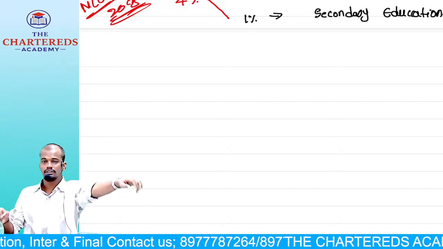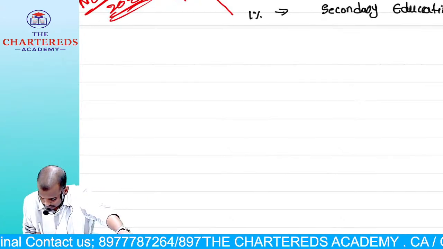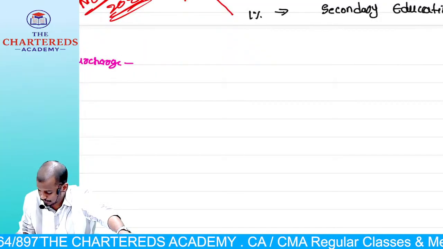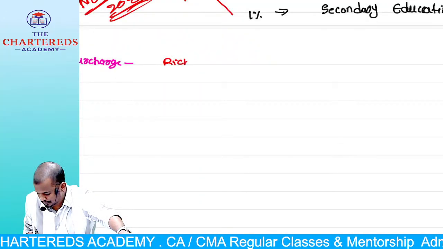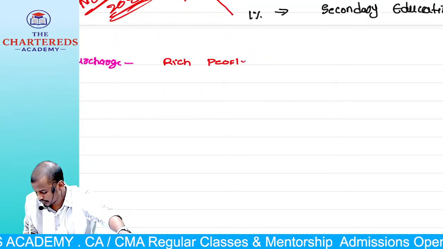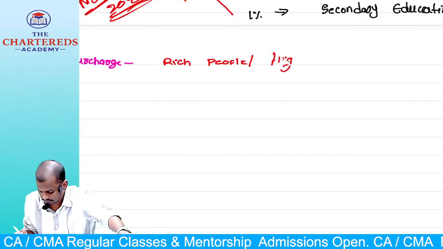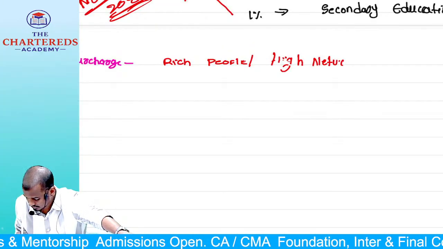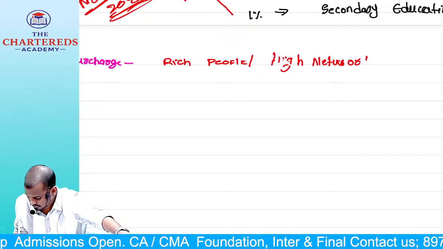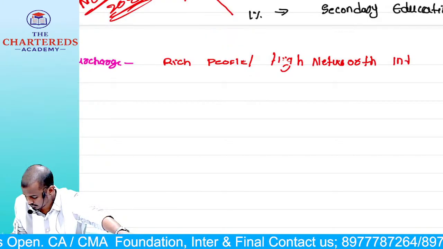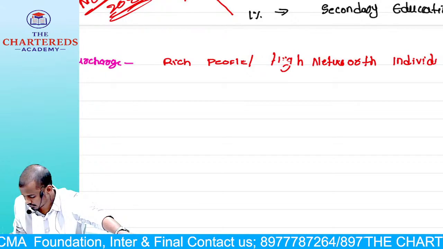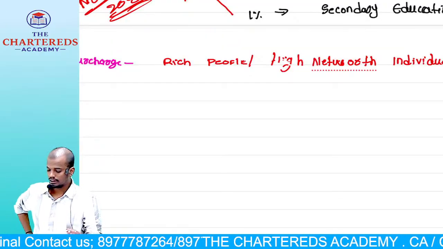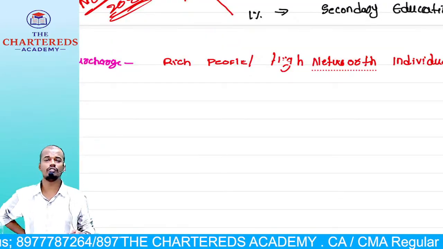Surcharge. Sir, surcharge is for rich people, or high net worth individuals. Surcharge is an additional tax only for those who are earning more income.